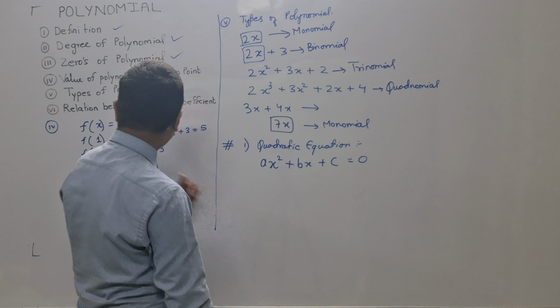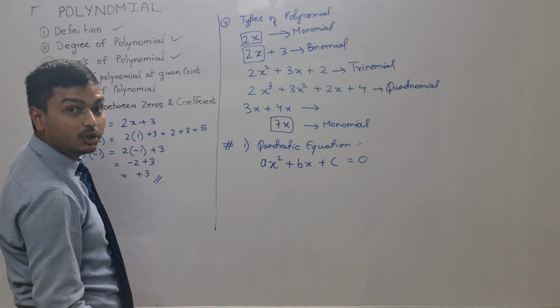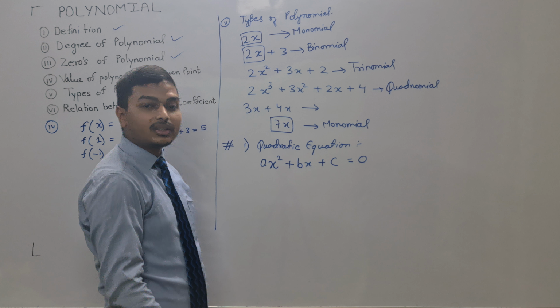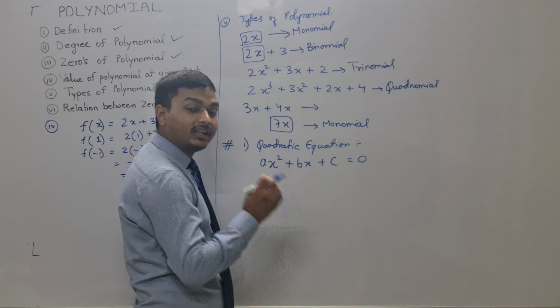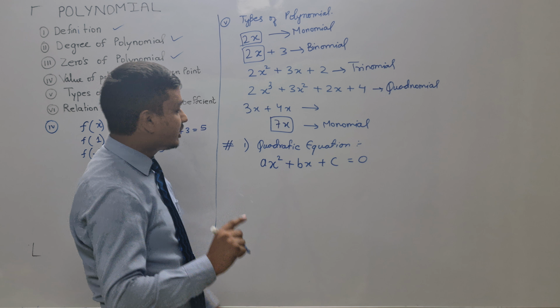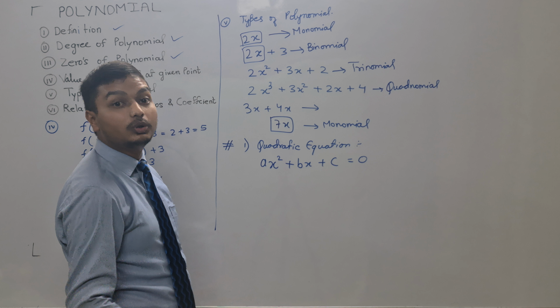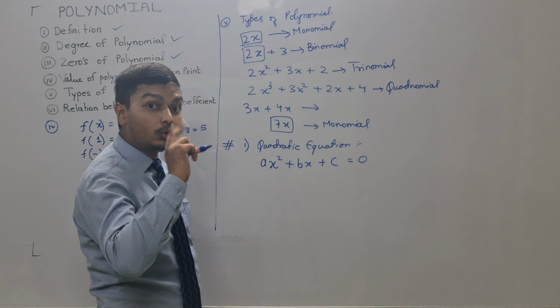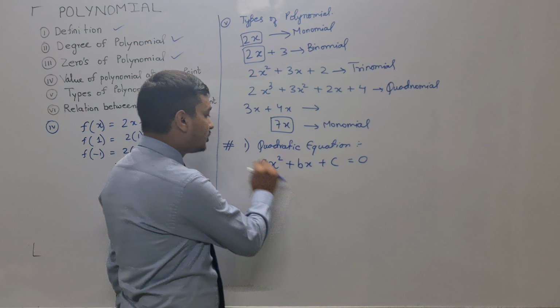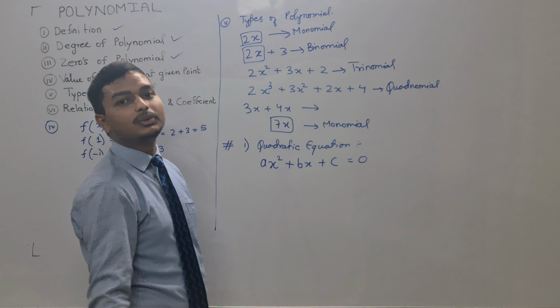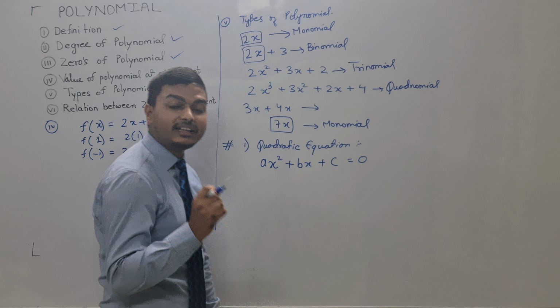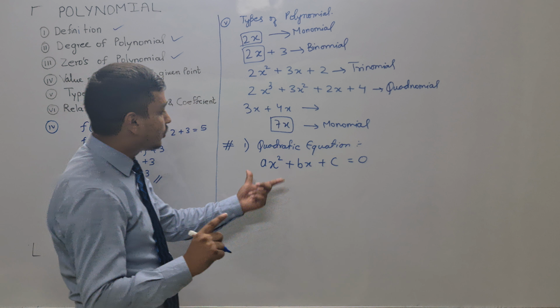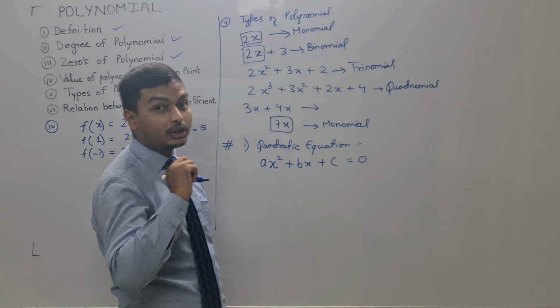Already we know that zeros we completed. How to calculate zeros? If it is a linear polynomial, then zeros will be 1. If it is a quadratic polynomial, then zeros will be 2. It means in place of x, I get 2 values such that if I substitute them in place of x, I get 0. If it is linear, I get 1 zero. If it is quadratic, I get 2 zeros.